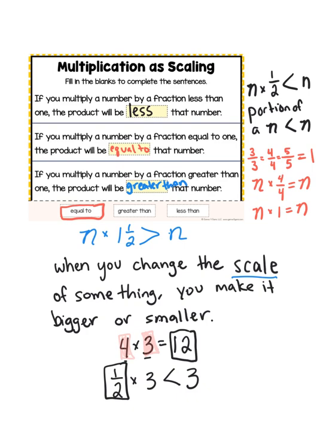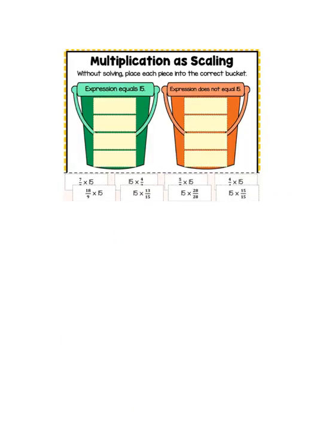Okay, let's look at the next slide here. This says, without solving, place each piece into the correct bucket. We need to find expressions that equal 15 and expressions that do not equal 15. Okay, so let's take a look at these expressions. They're kind of layered on top of each other, so I'm going to copy them down so it's easier to see. This first one is 7/7 times 15.